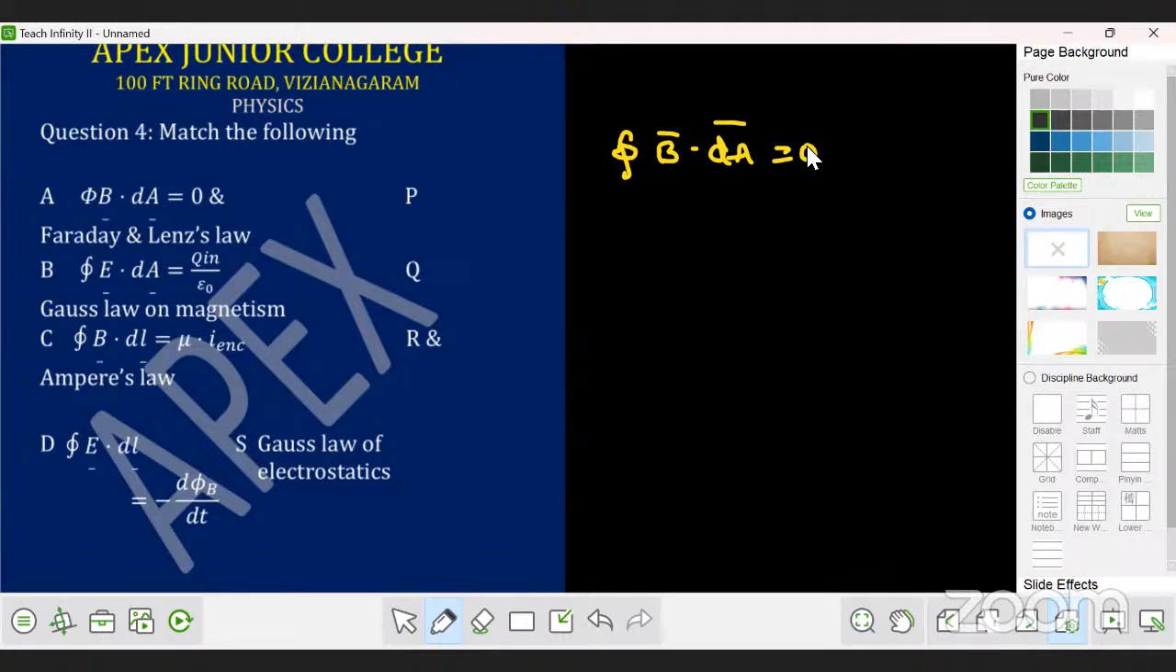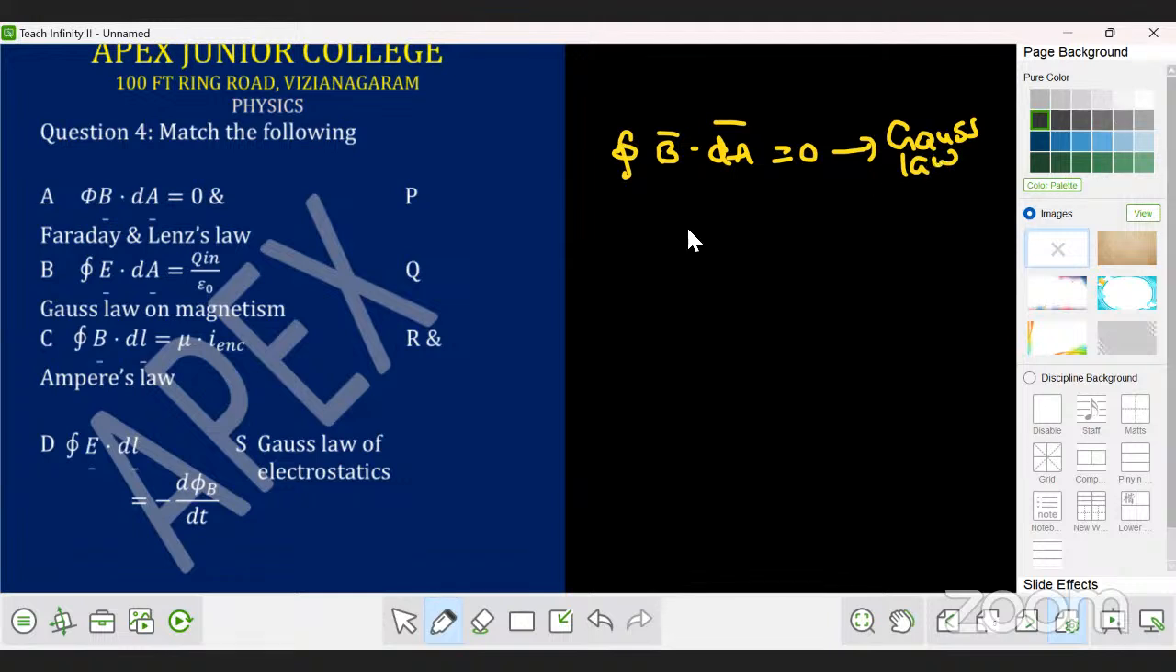Okay. So what does this equation represent? Integral B bar dot dA bar. This is nothing but Gauss law. But of course, it is not electrostatics. It is Gauss law in magnetism. Okay.